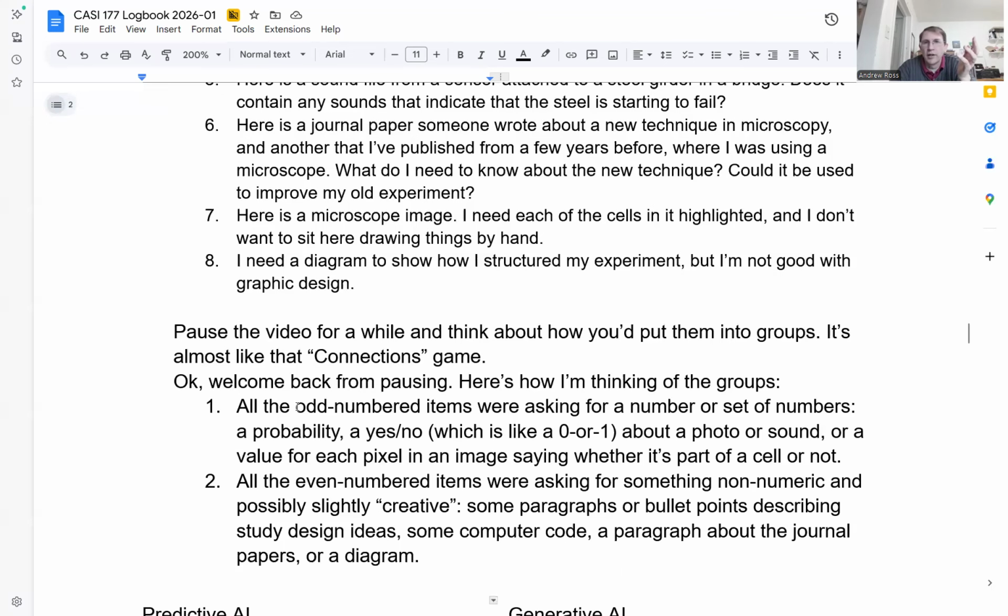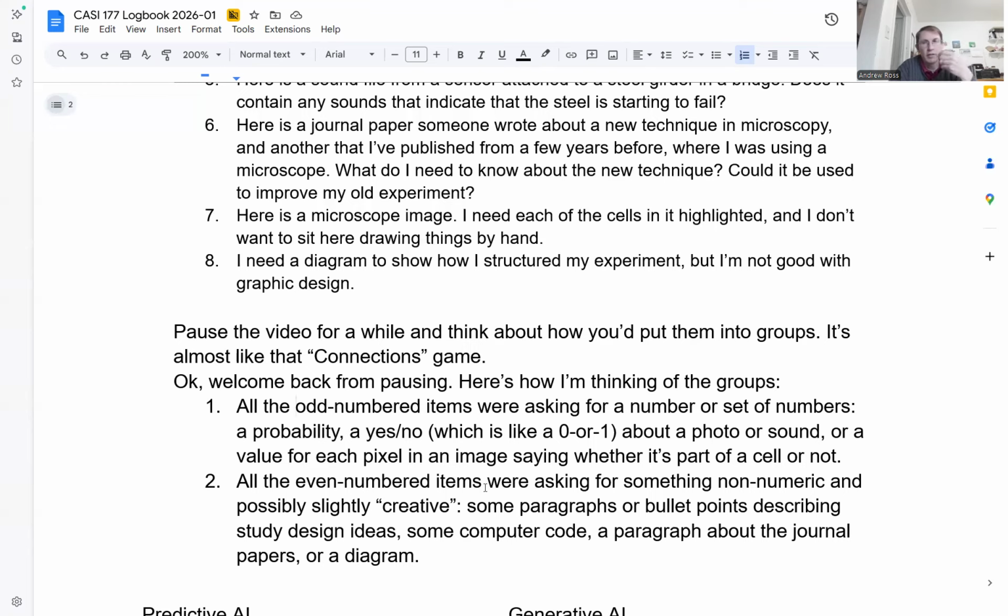All the odd numbered items, we're asking for a number like a probability or a set of numbers like probability about each pixel in the image being part of the cell or not part of the cell, or a yes, no, and we can record like a one is a yes and a zero is a no, so it's a number.